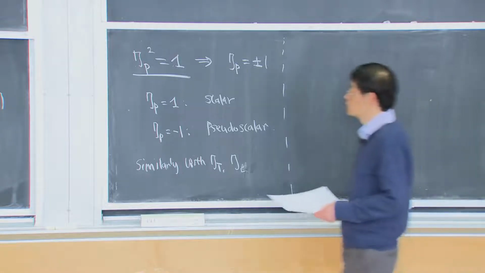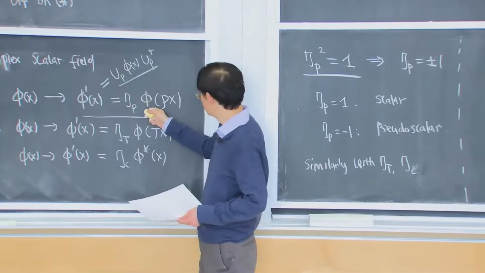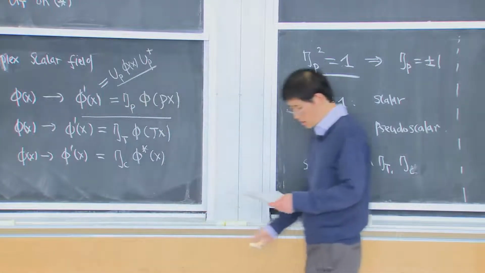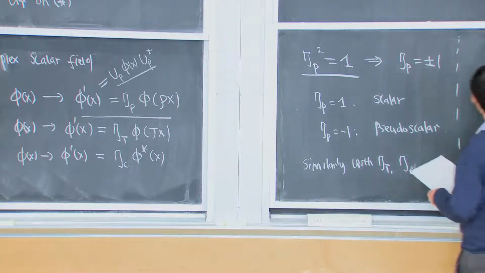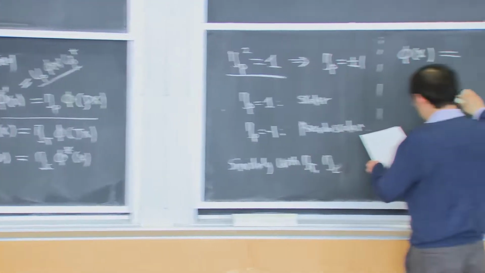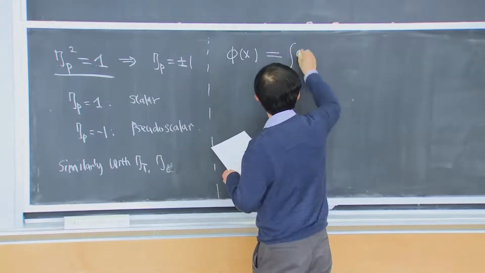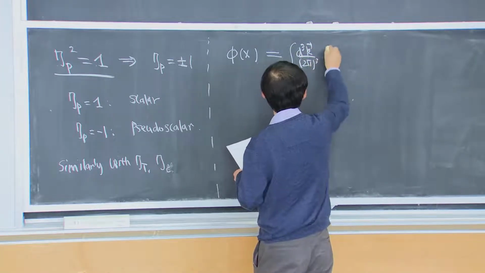By definition, this unitary operator acting on phi should act as this. Now remember that phi is expressed in terms of the creation and annihilation operators.